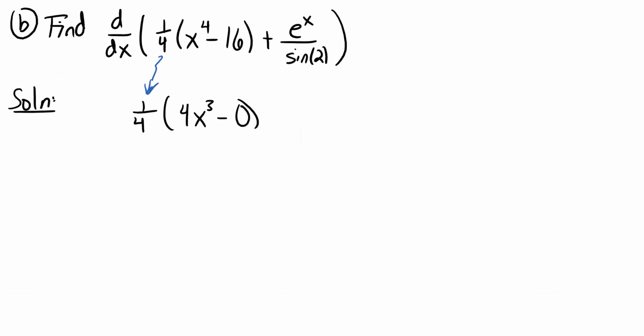For the second part, notice that sine of 2 is just a number, or in other words, a constant. Dividing by sine of 2 is the same thing as multiplying by 1 over sine of 2, so we really just need to take the derivative of e to the x, which is e to the x. So we get e to the x over sine of 2 for the second part. This is now our derivative.